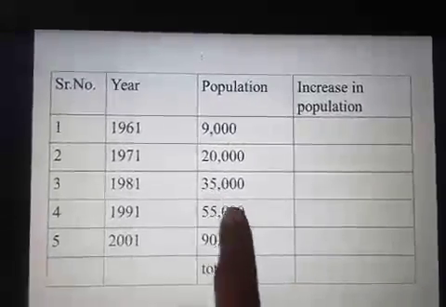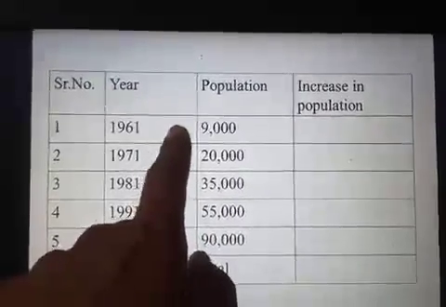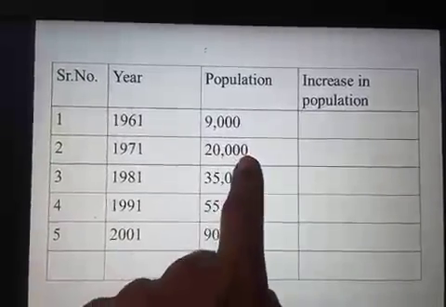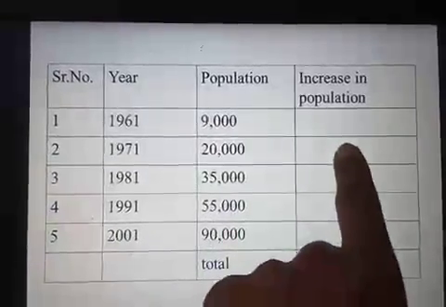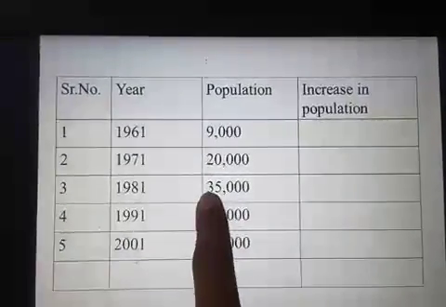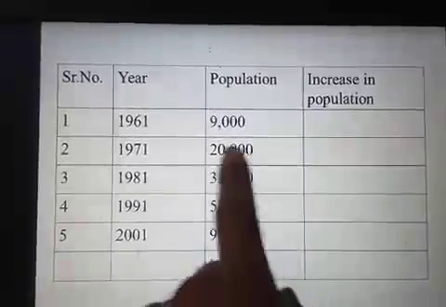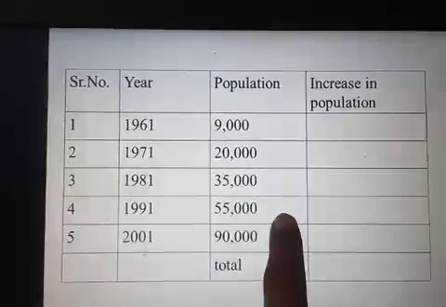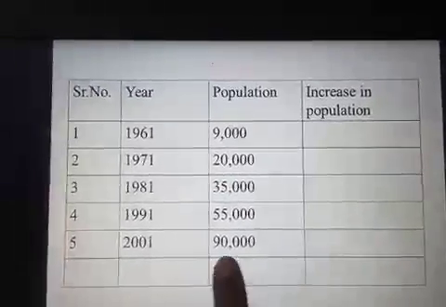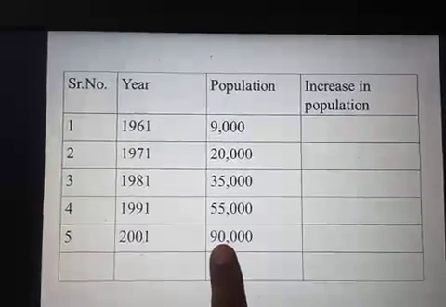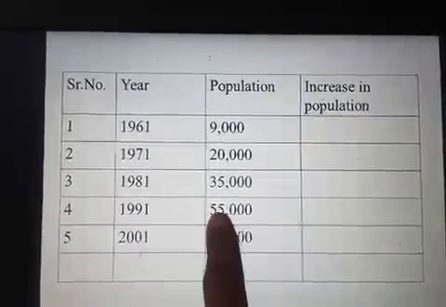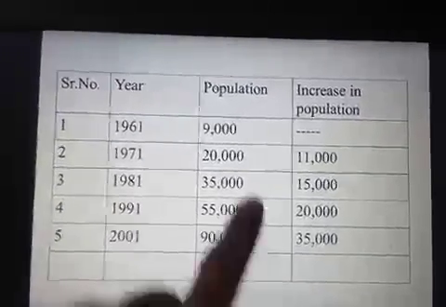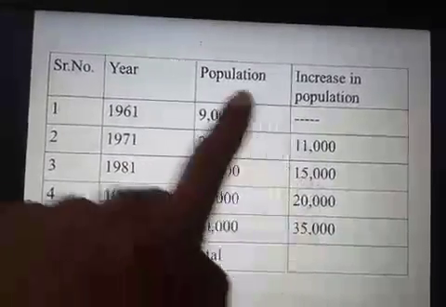Only make subtraction. 20,000 minus 9,000. Write the answer here. Next, 35,000 minus 20,000. Write here. 55,000 minus 35,000. Write the answer here. 90,000 minus 55,000. Write the answer here. This is the completed column of increase in population.